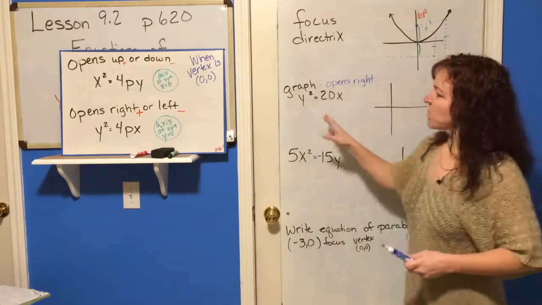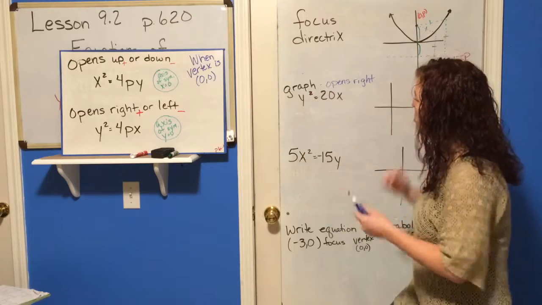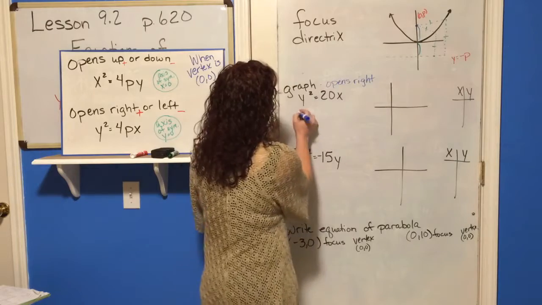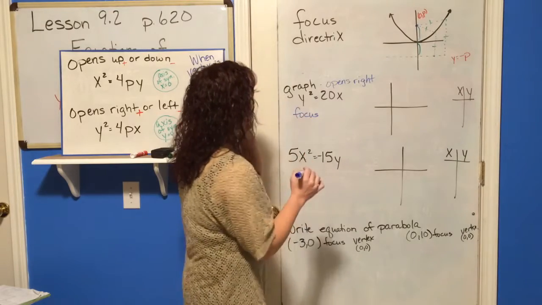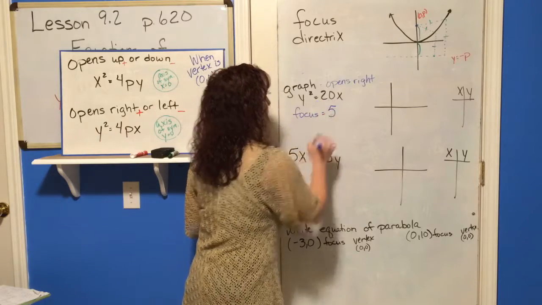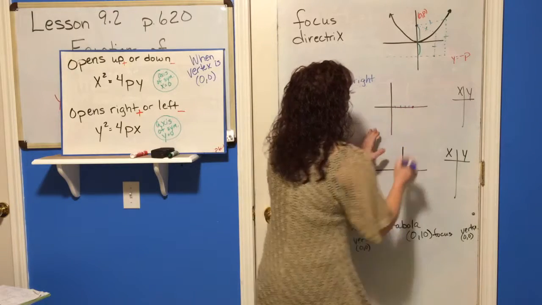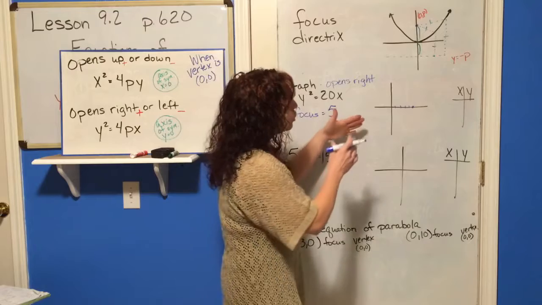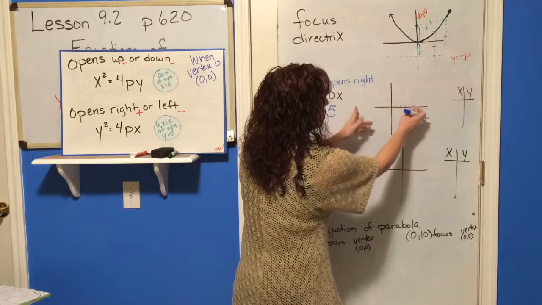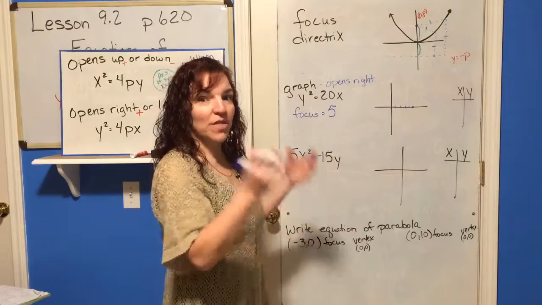Did you see why? Because the y squared limits it down to left or right. Positive means it opens right. And I know that my focus is going to be 20 divided by 4, which is 5. So my focus is going to be 5. 1, 2, 3, 4, 5. The larger that focus gets, the longer the distance is, so the wider your parabola gets.